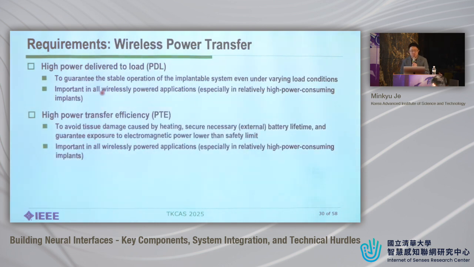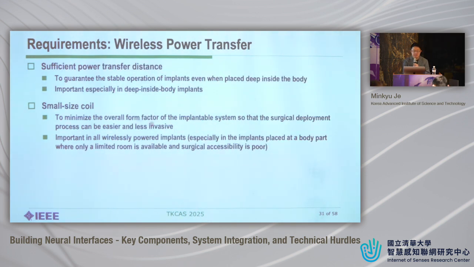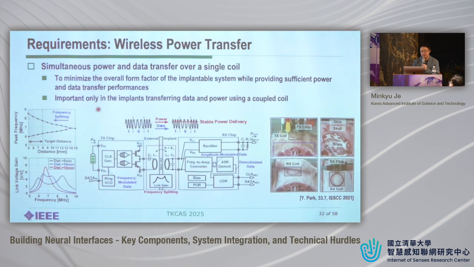So coming to wireless power transfer, we have to be able to deliver a sufficient amount of power. So high power delivered to load and high power transfer efficiency are obviously important. And we should be able to cover sufficient power transfer distance. And if we can deliver a sufficient amount of power with sufficiently high efficiency with an even smaller coil, that will be even better. So how we can reduce the size of the coil will be another important research topic.